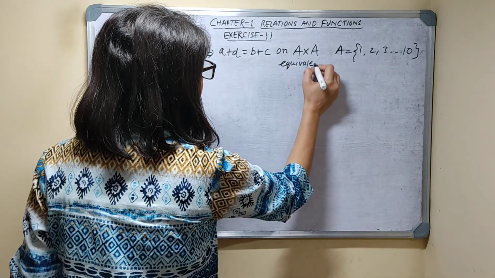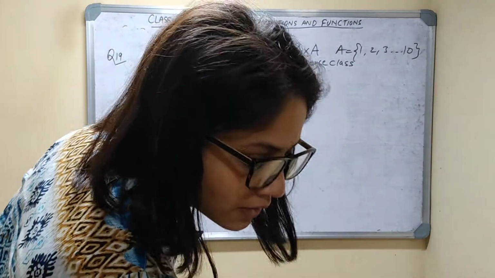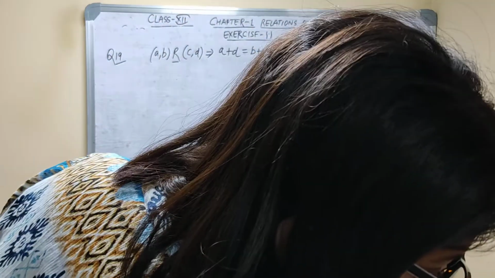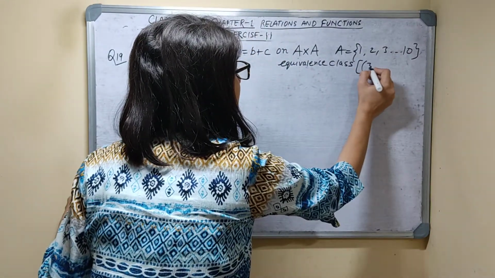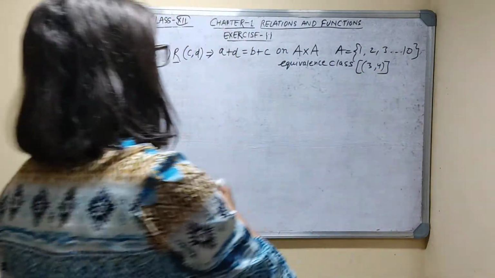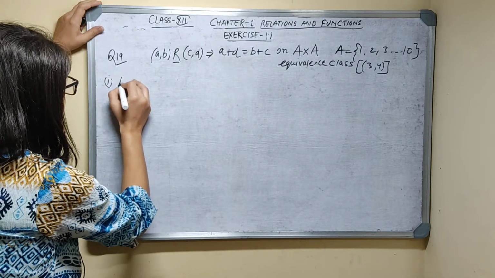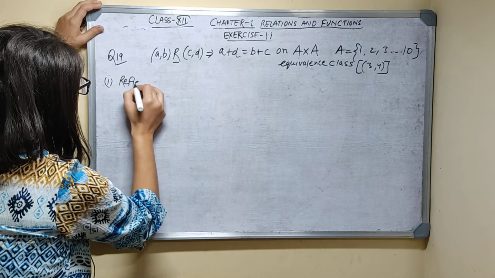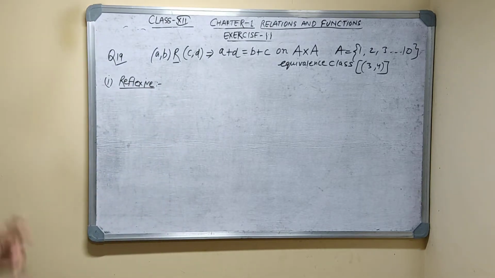Write the equivalence class of (3, 4). You have to write equivalence class [(3, 4)]. Is it clear? Now we'll start from reflexive. First we'll prove that it is reflexive, then symmetric, then transitive.